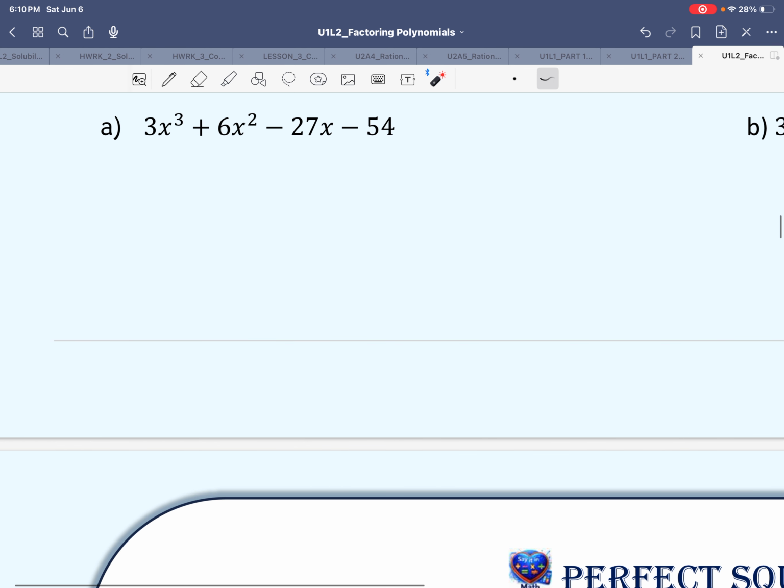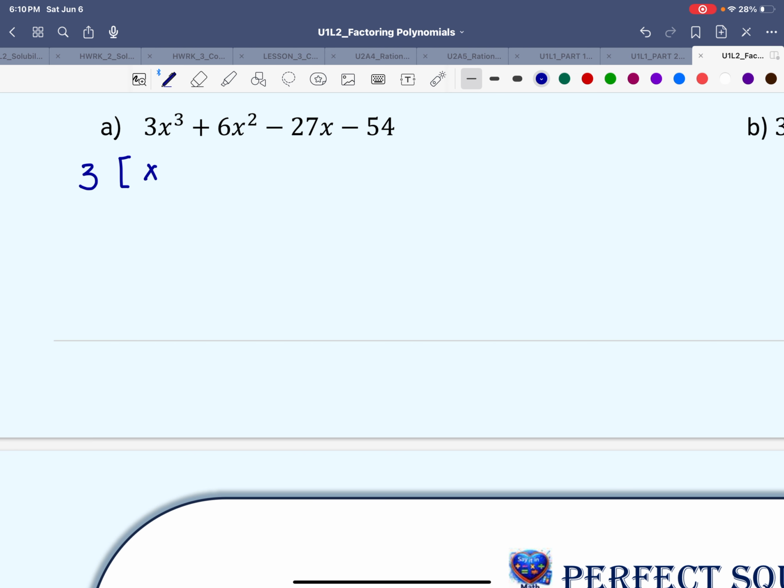I see that 3 is a common factor indeed, so I'm going to take 3 out. And then in brackets, we'll have x to the power of 3 plus 2x squared, and then minus 9x, and here we have 54 divided by 3, so an 18.